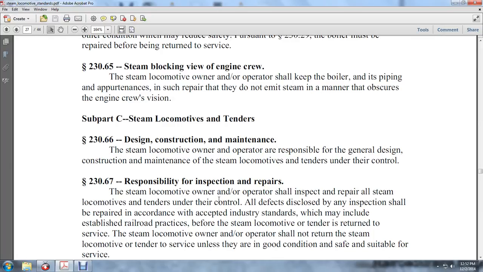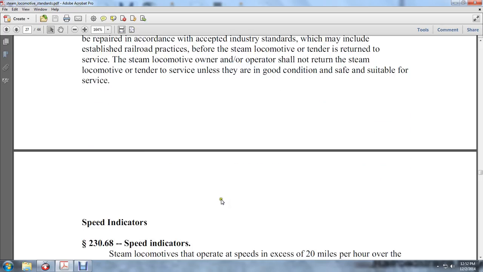All defects disclosed in inspection shall be repaired in accordance with accepted industry standards, which include established railroad practices, before the steam locomotive tender is returned to service. The steam locomotive owner and operator shall not return the steam locomotive tender to service unless it is in good condition, safe, and suitable for service.